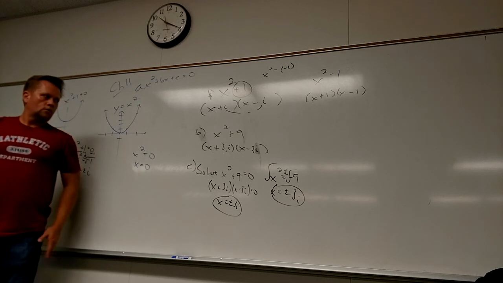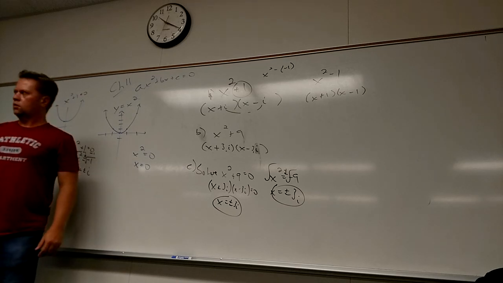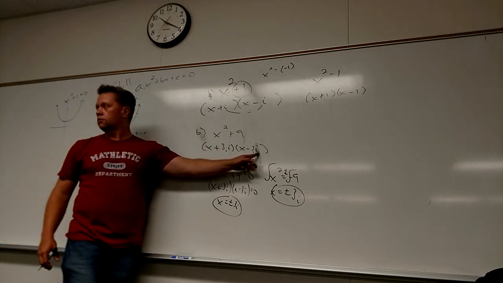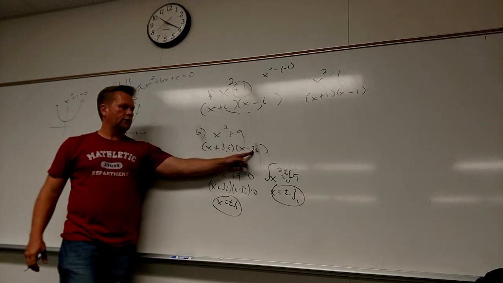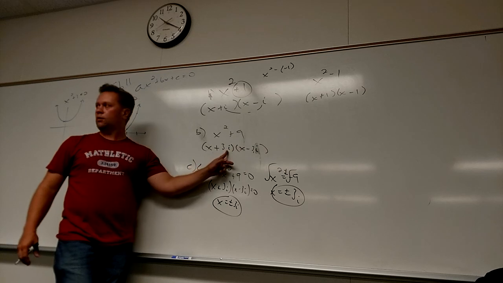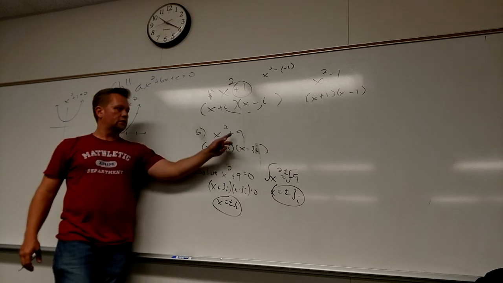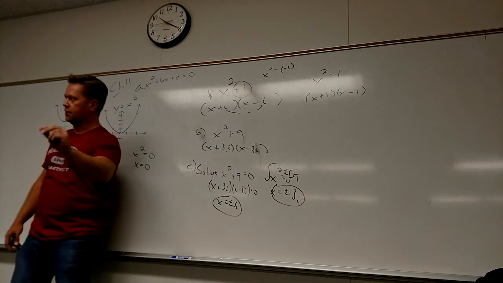You had to have a plus 3 and a minus 3, plus 3i and minus 3i to get the positive 9. Because I need an i squared. So that the negative 9 that I would normally have gotten times i squared is negative 1. So negative 9 times negative 1 is plus 9. That's why it's plus now.